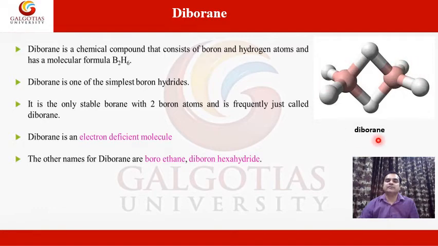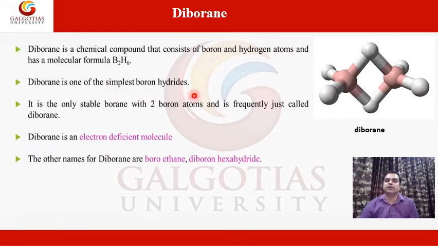This is the ball and stick model for the diborane molecule. In this case, pink color balls are representing the two boron atoms in case of B2H6, while these white color balls are representing the H atoms, which are bonded with these two boron atoms in case of diborane. So this is the ball and stick model for the diborane molecule.